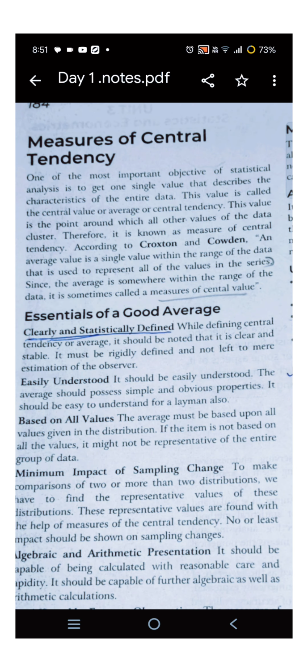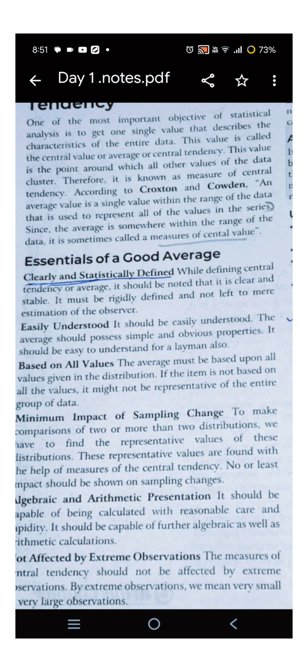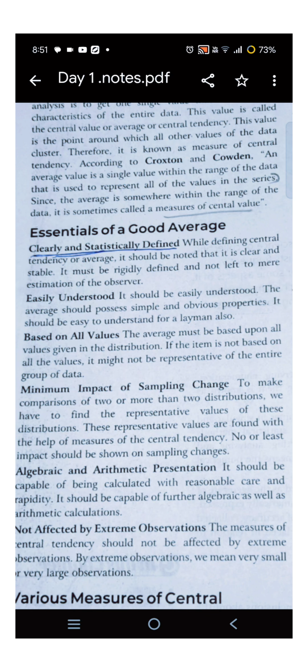Essentials of a good average. Next topic is the essentials of a good average. The average should be clearly and statistically defined. While defining a central tendency or average, it should be noted that it is clear and stable. It must be rigidly defined and not left to mere estimation of the observer.